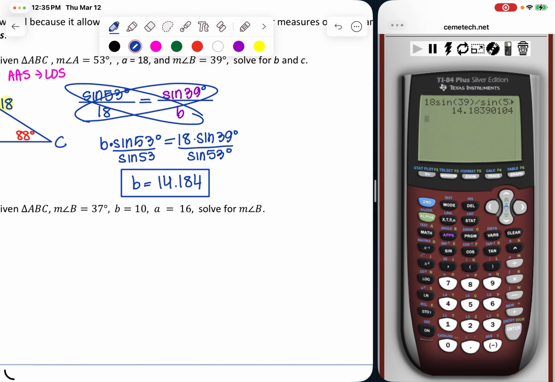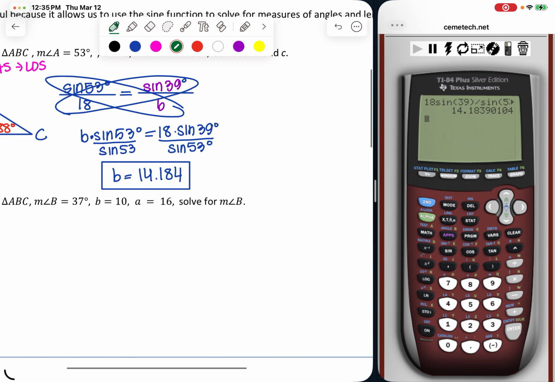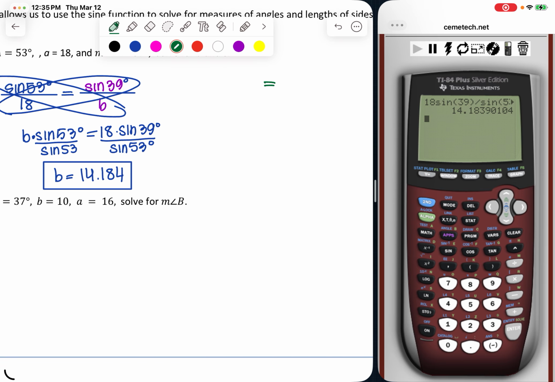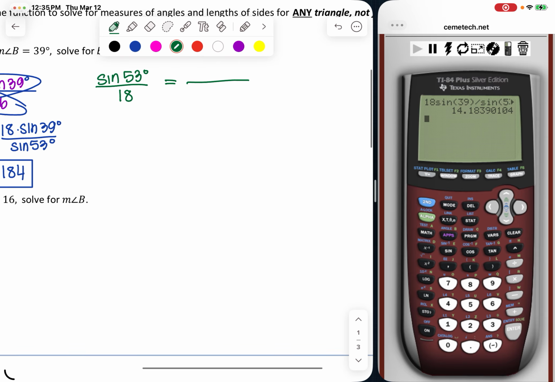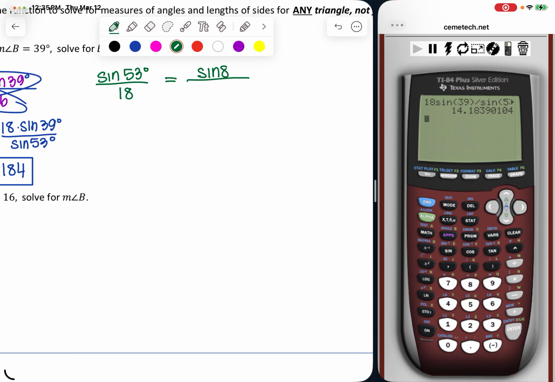All right, now we're going to find side C. So once again, we're going to start with that ratio that we do know. We're using the law of sines again. So sine of 53 degrees over 18. Notice I don't even need my triangle because I'm looking right here. But now for side C, I need this angle and this side. So sine of 88 over C. Cross multiply, we get C times the sine of 53 is equal to 18 times the sine of 88 degrees. Divide by the sine of 53 degrees.